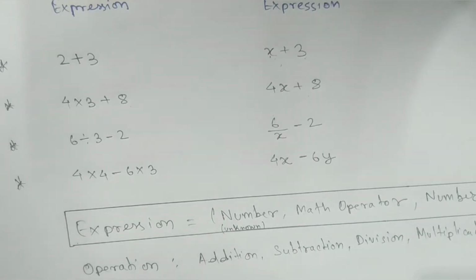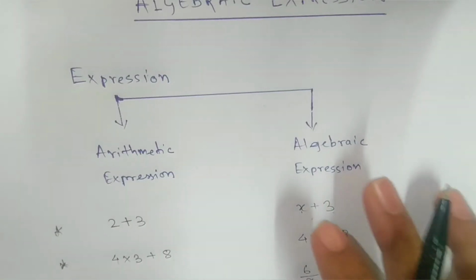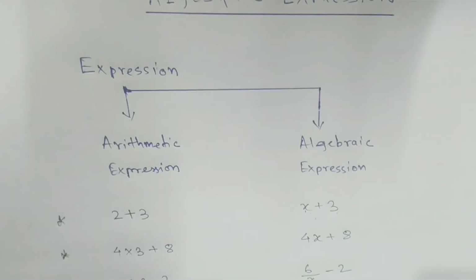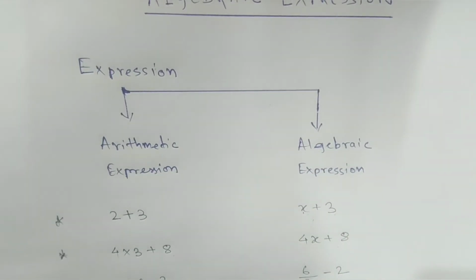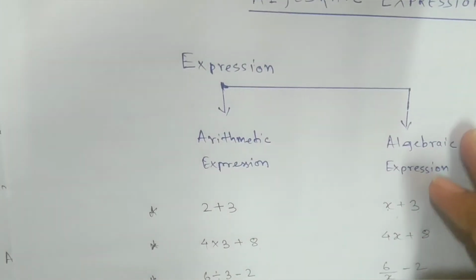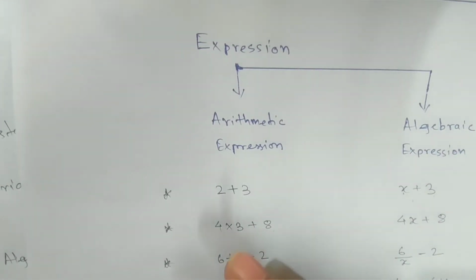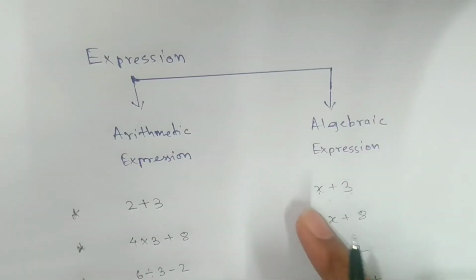And expression means what? Number, math operator and number. Here the math operators are what? Addition, subtraction, division, multiplication. So what is an algebraic expression? A combination of constants and variables with 4 fundamental operations is called an algebraic expression. And here only what? Constant value, numerical fixed value. Here, unknown.